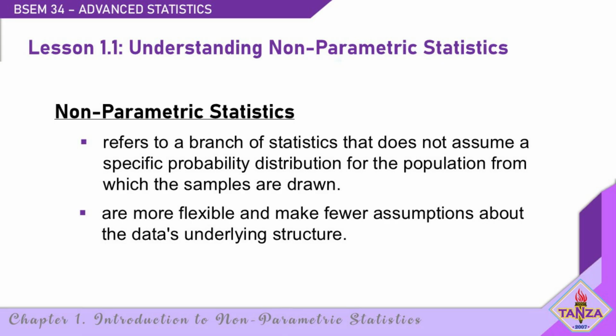Why are they important? They're more flexible. They work better when your data is skewed, has outliers, comes from a small sample, or is not measured with exact numbers, like rankings or categories. Think of non-parametric statistics as the go-with-the-flow tools of statistics. They're good when you're unsure about the structure of your data. So, to sum it up, non-parametric statistics are like the rule breakers of statistics. They don't follow strict assumptions and can be used when we have limited or unusual data.